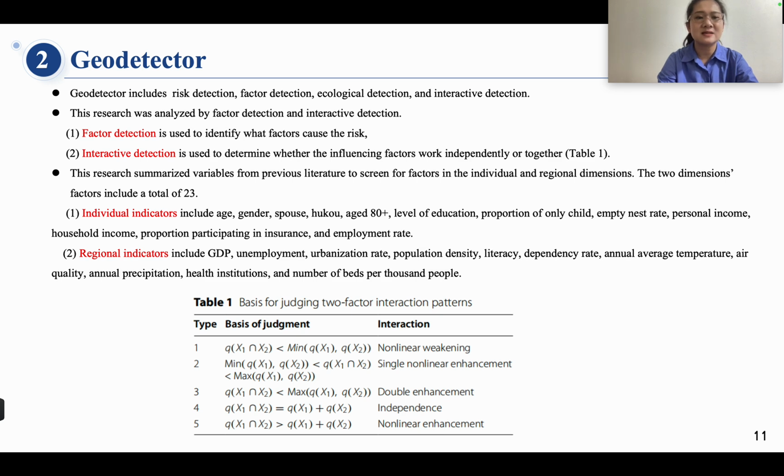This research summarized variables from previous literature to screen for factors in the individual and regional dimensions. The two dimensions of factors include a total of 23.